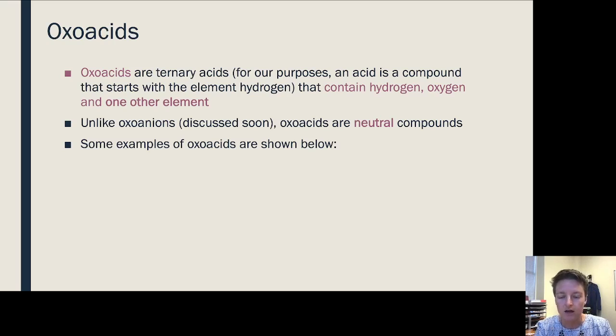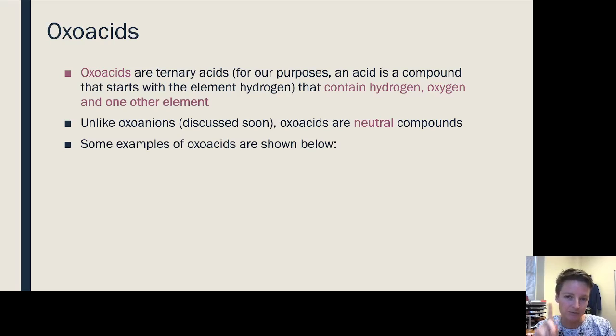The definition of an oxoacid is a ternary acid. Ternary means that the acid contains 3 elements. And in particular, those 3 elements are hydrogen, oxygen, and something else, which can vary. Acid means that it's a compound that starts off with the element hydrogen. And like we saw earlier, and like we'll go into more detail later in the semester, an acid means that it can lose hydrogen from the compound in the form of H+.